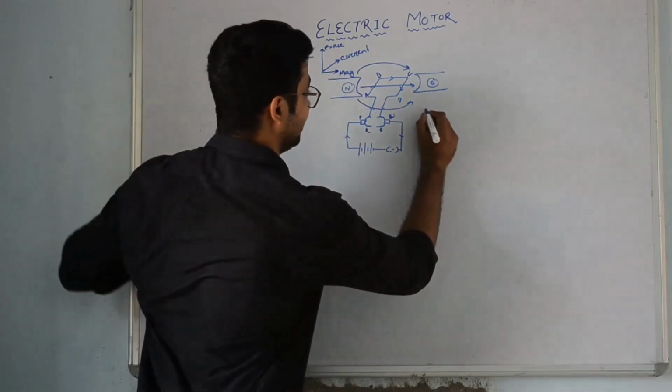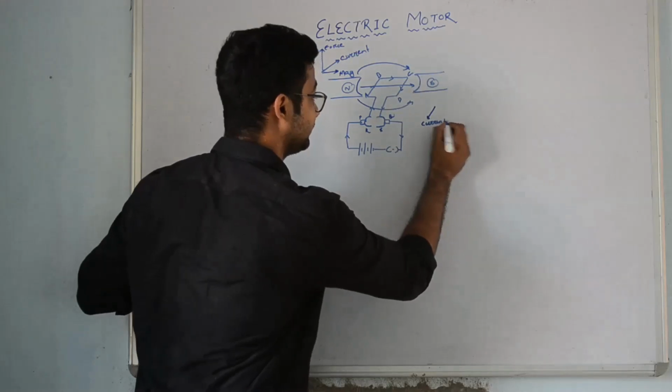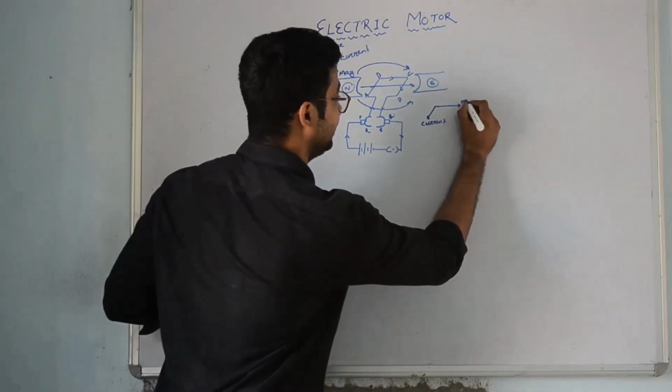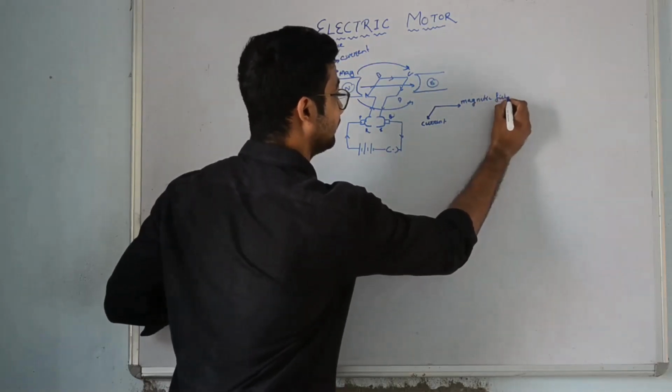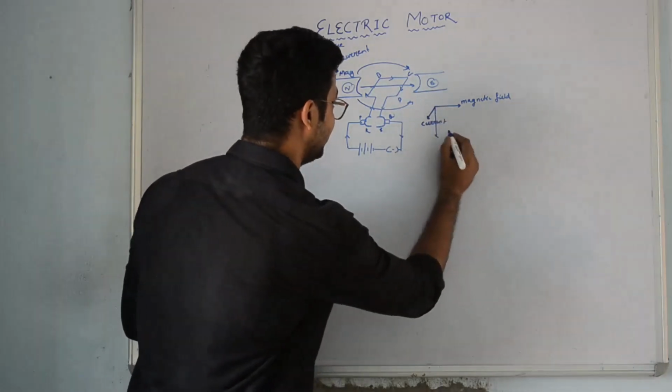That means current is moving out of the plane. This is the direction of current. This is the direction of magnetic field. Then the direction of force experienced will be in downward direction.